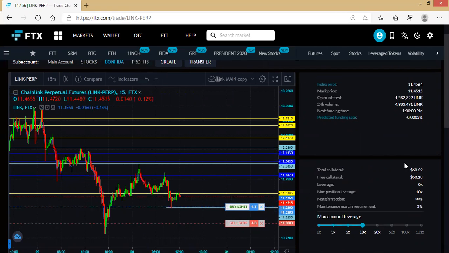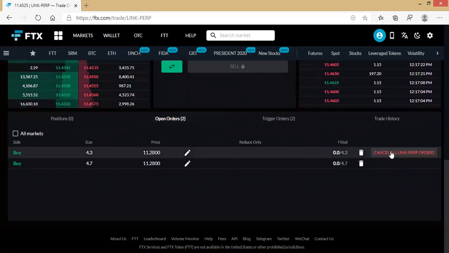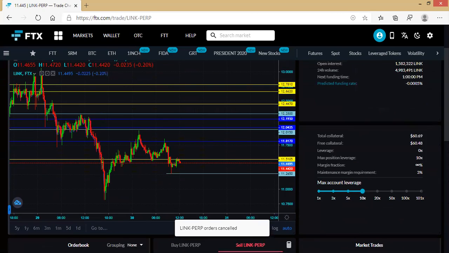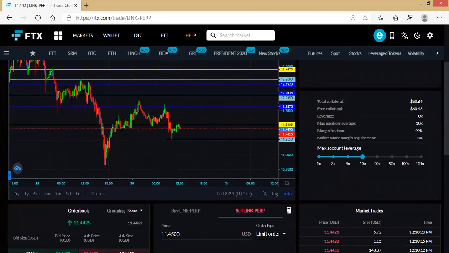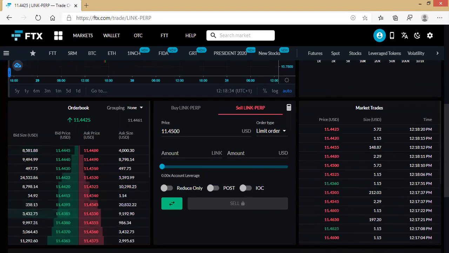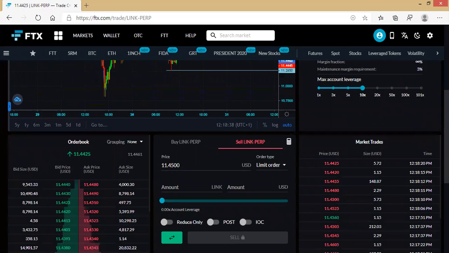To make it easier for me, I go to this open orders, cancel all orders. Okay, I've cancelled everything. So I'm not looking for any position again. I'm not waiting for the price to come and meet me for me to buy. I hope it has been very expository. I hope you've learned a lot. I hope you've understood how the FTX interface works.